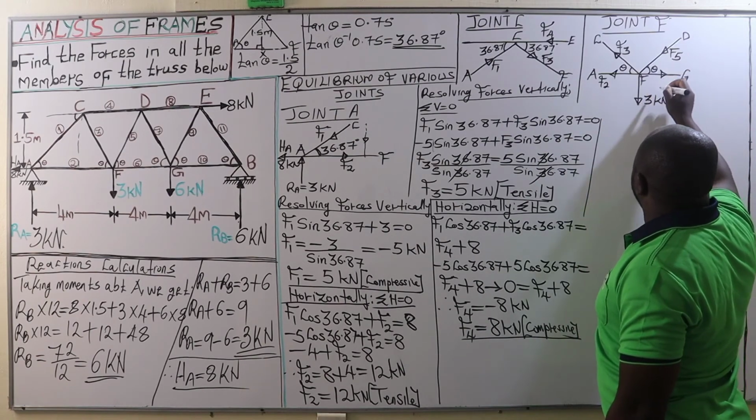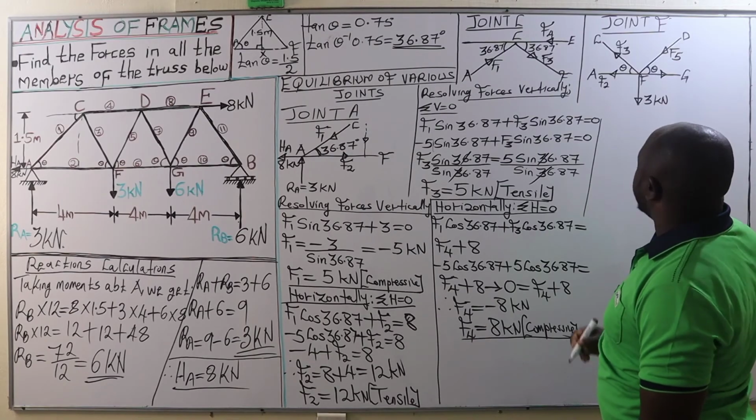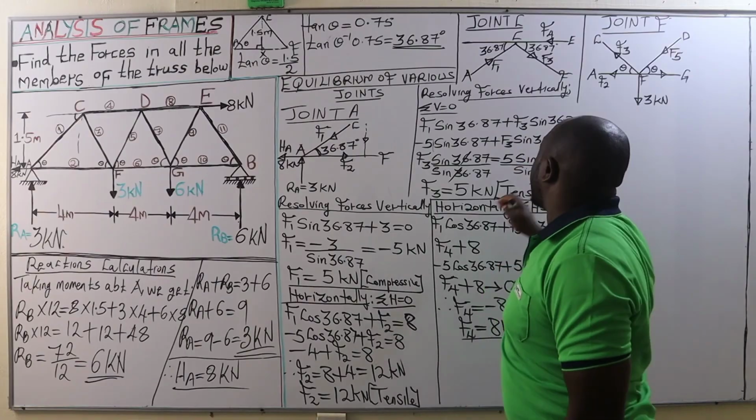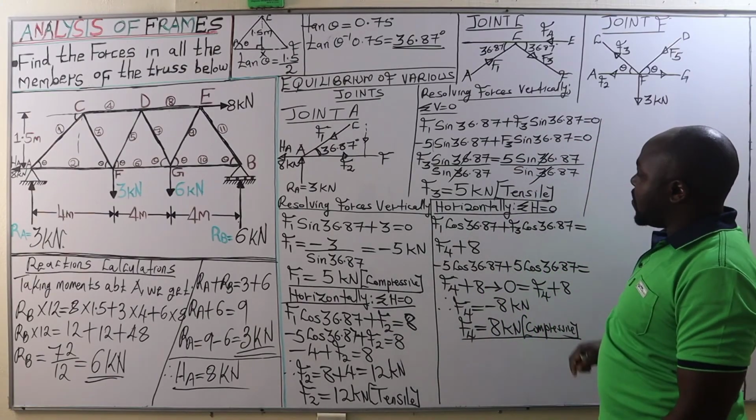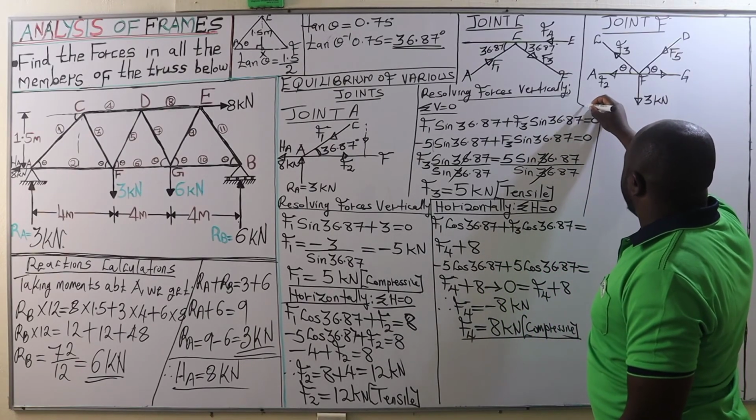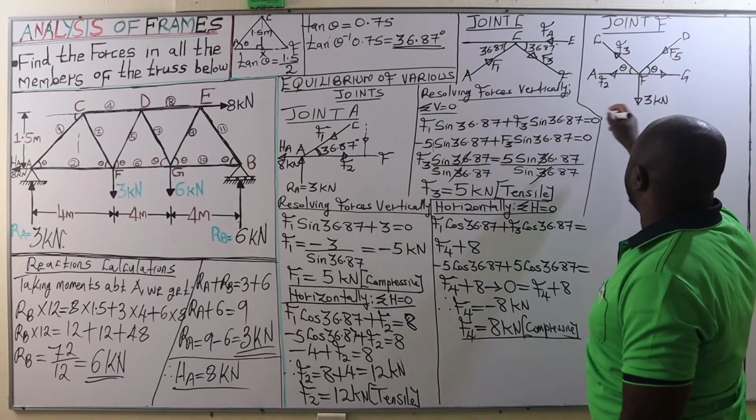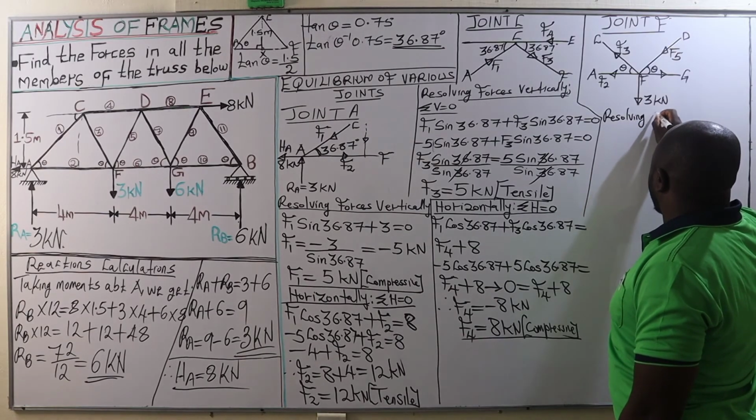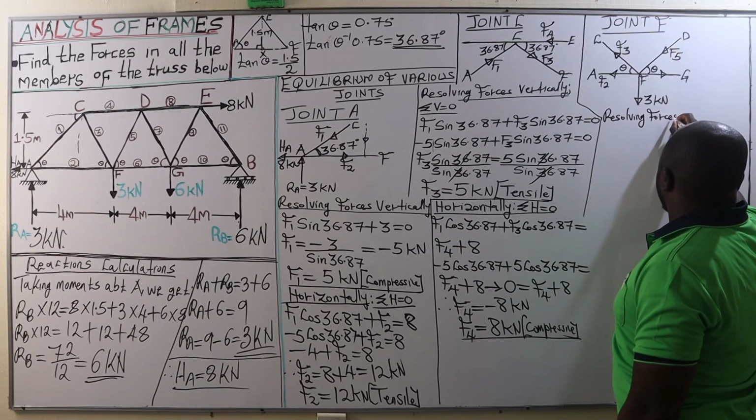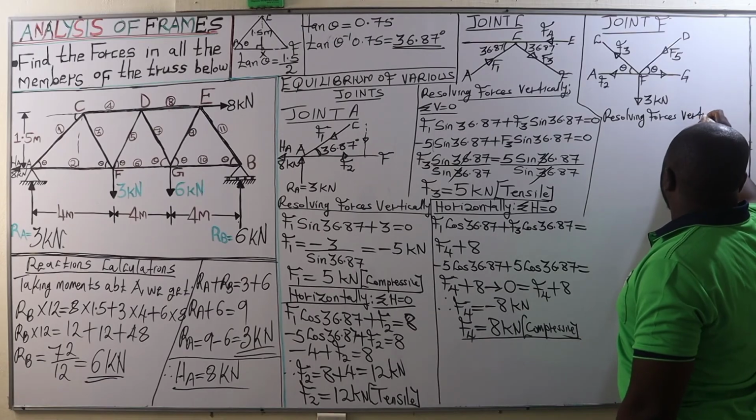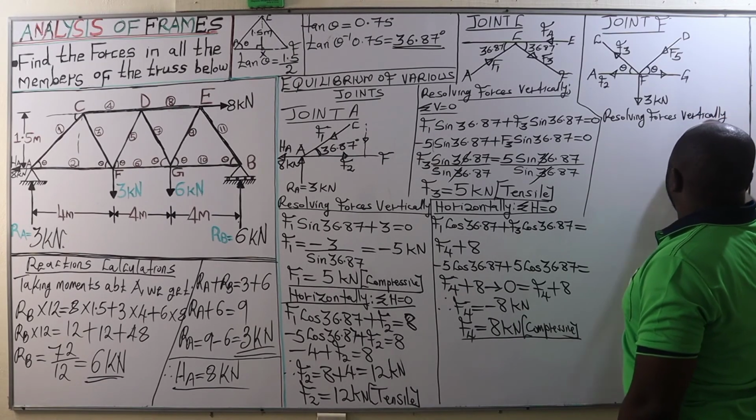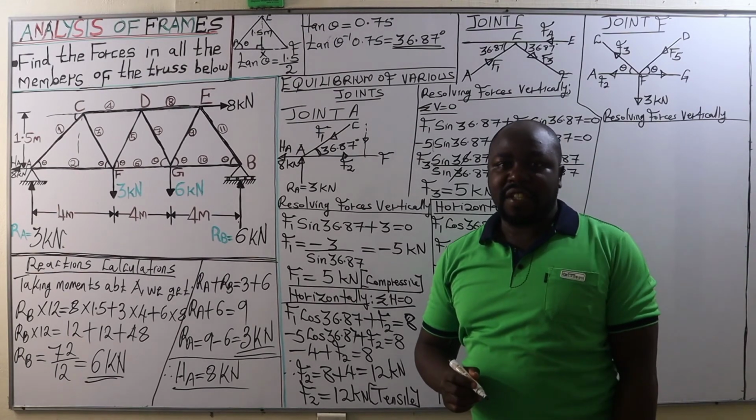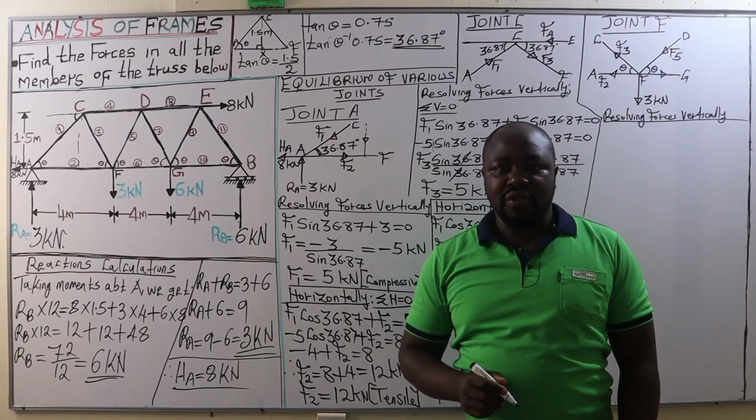Then FG is another tensile force pulling joint F towards this direction. Obviously its value might be 12 kilonewtons. Likewise, we are going to begin with resolving the forces vertically. Therefore, resolving forces vertically and applying the principle of summation of all the vertical forces being equal to 0.